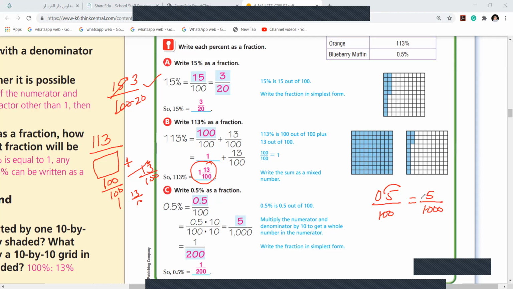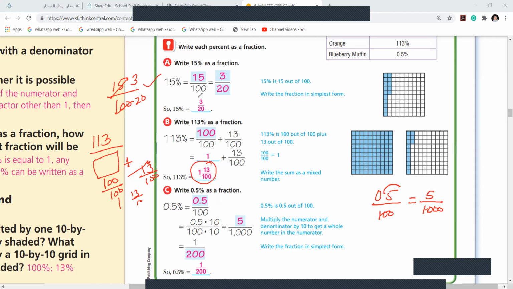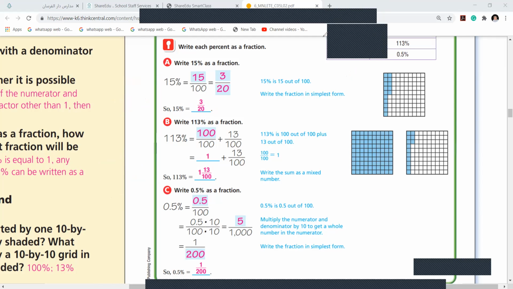Miss, I didn't understand the first one, 3 over 20. Which one? The first one, 15 over 100. This one you don't understand? You just multiplied it. This one, 3 over 20. Which one do you not understand, Malak? This one. Okay, I will explain you again.